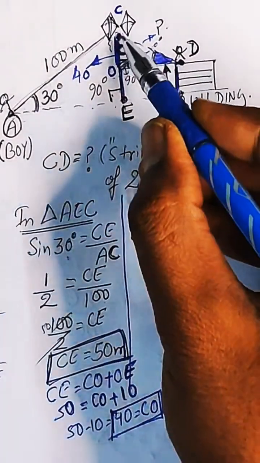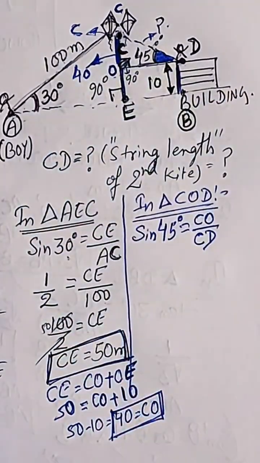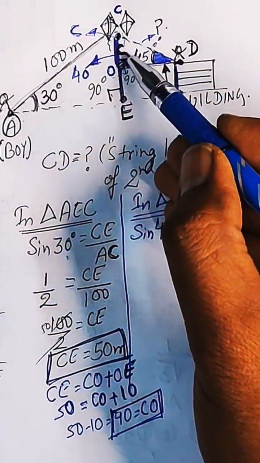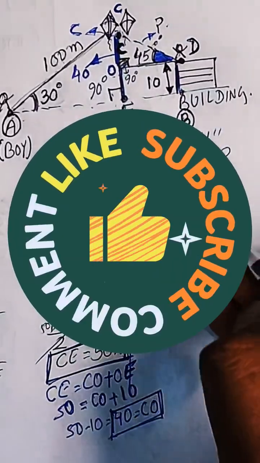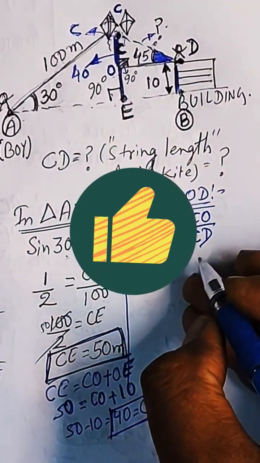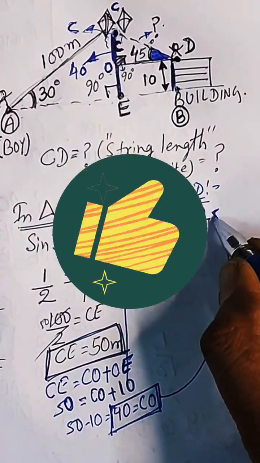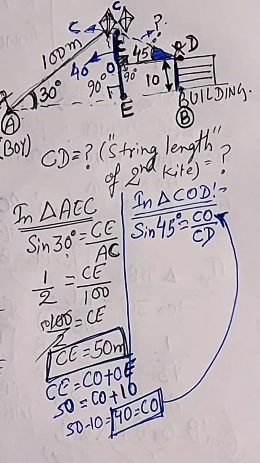This point is nothing but C. Here also it's written, but it's little deep or denser, so it's not visible properly. That's why I've written it. Anyway, CO by CD. What is the length of CO? CO we have calculated. Put it over here in place of CO. Just substitute the value of CO over here.